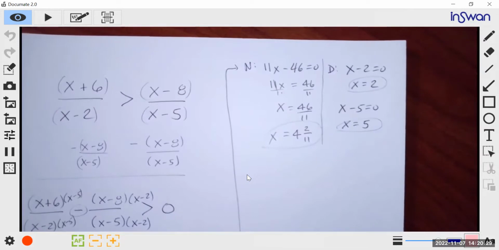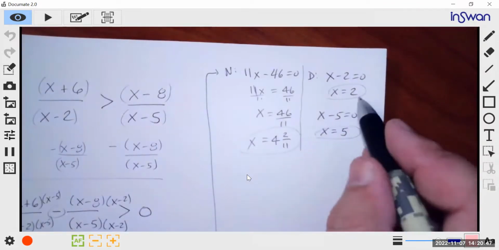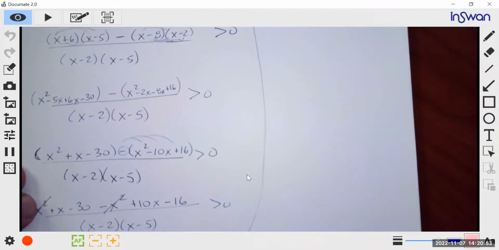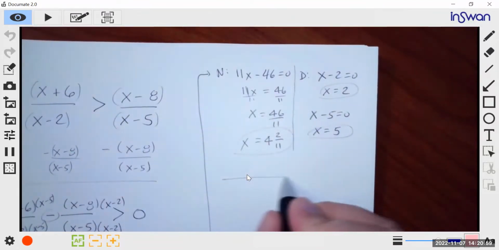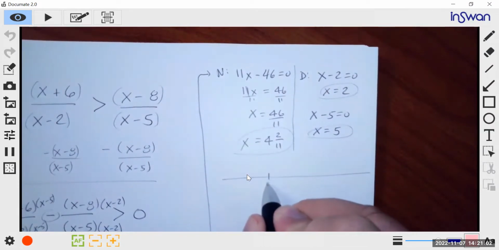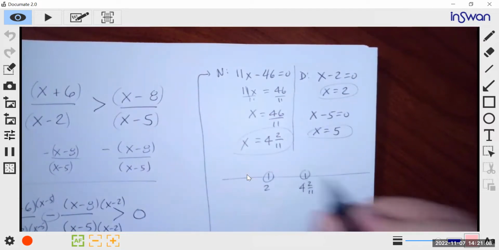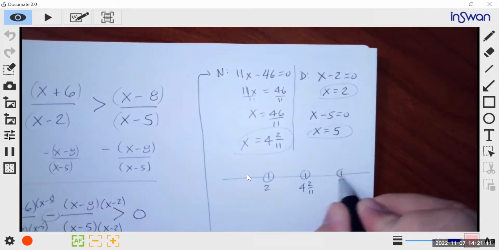Are they going to be open or closed circles? Well, the bottom is always an open circle. Can the top be open or closed? Is there a line underneath the inequality? No, so it's an open circle. It can never equal 0. So what we have here is at 2, it's an open circle. 4 and 2/11, that's an open circle. And 5, that's an open circle.